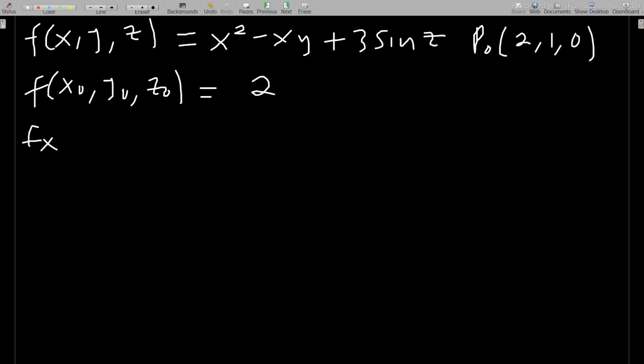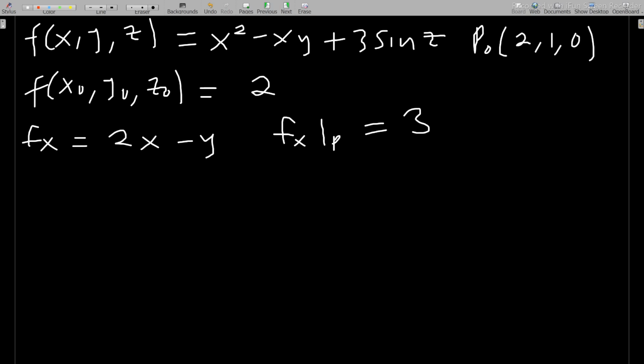And then f x will be equal to 2x minus y, and f x evaluated at p will be equal to 3.